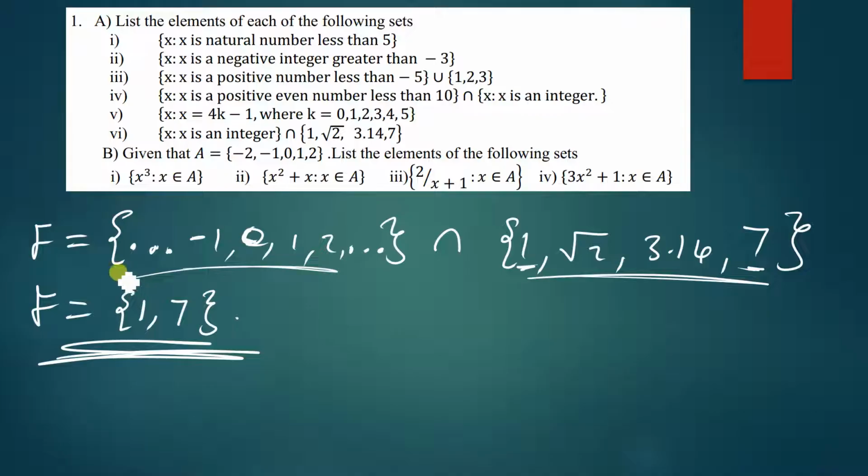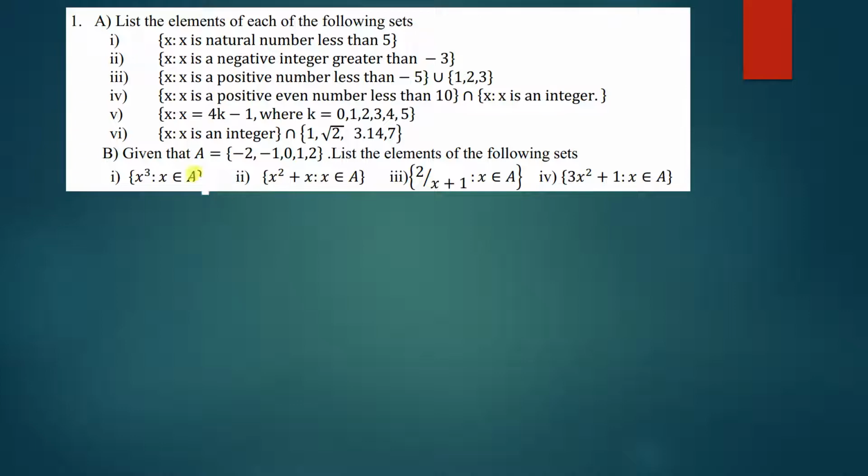Alright, so let's quickly move on to part B. So we're done with part A. Part B says, given that A is negative 2, negative 1, 0, 1, 2, list the elements of the following sets. So we have x cubed such that x is a member of A. So the first one there, I'll name it as set.